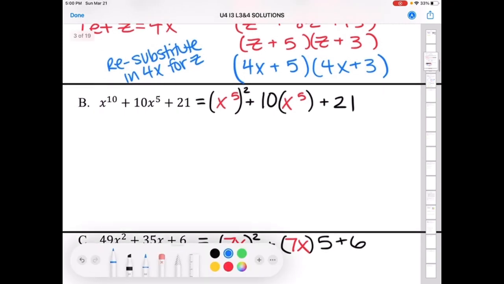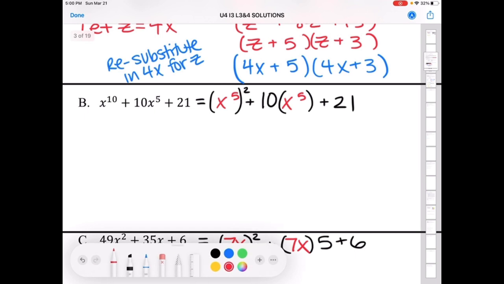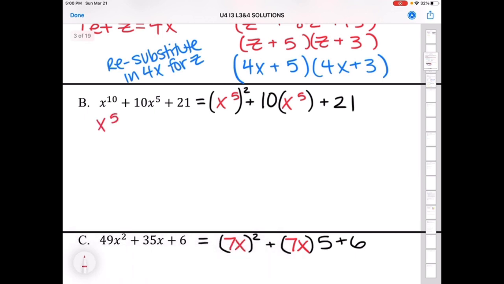If we were to do this one, we have x to the 10th plus 10x to the 5th plus 21. If we take x to the 5th and square it, we get x to the 10th. If we take 10 and multiply by x to the 5th, we get 10x to the 5th. So again, we haven't changed this problem at all. We're just going to substitute x to the 5th in for z. So we're going to say let z equal x to the 5th.